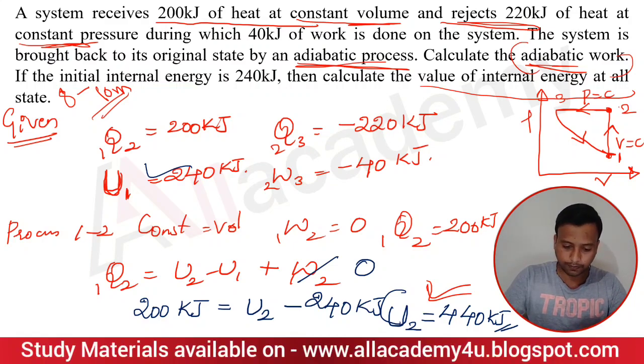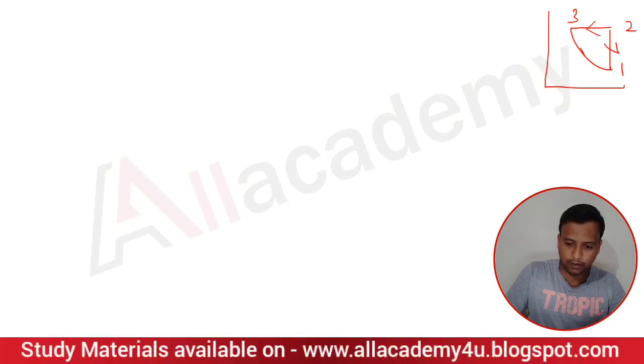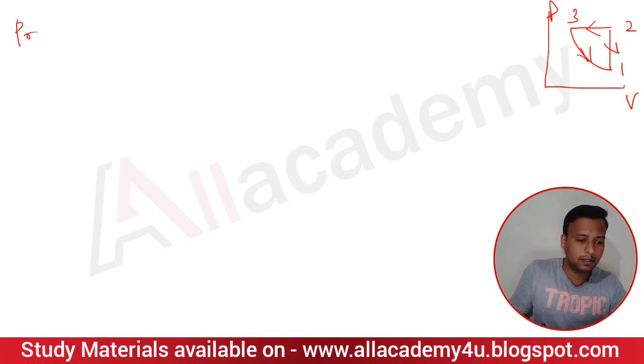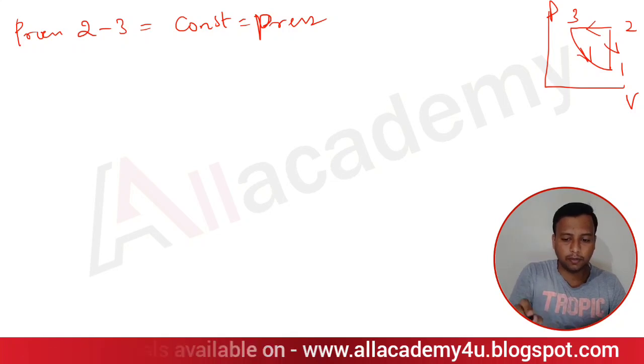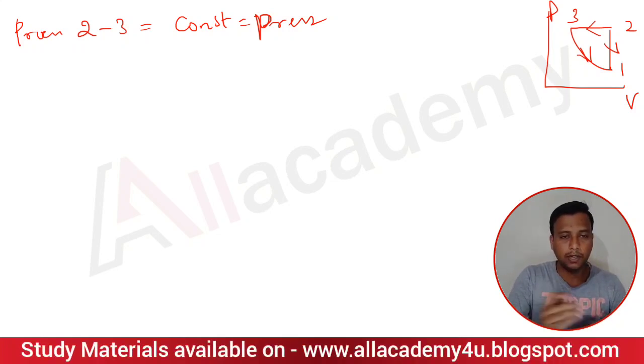For that, we have to move to the process 2 to 3. One second, I will draw it. 1, 2, 3 on a P and V diagram. Now process 2 to 3 is what? It is a constant pressure process. From the PV diagram as well as from the statement, you can easily get that it is a constant pressure process.